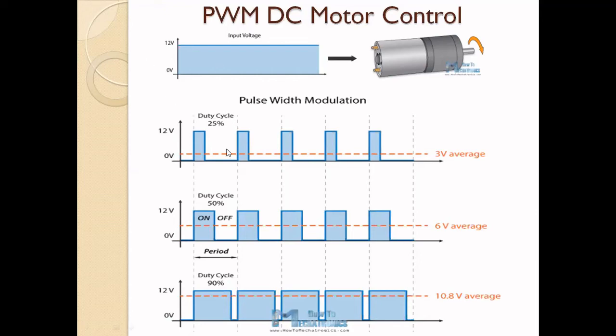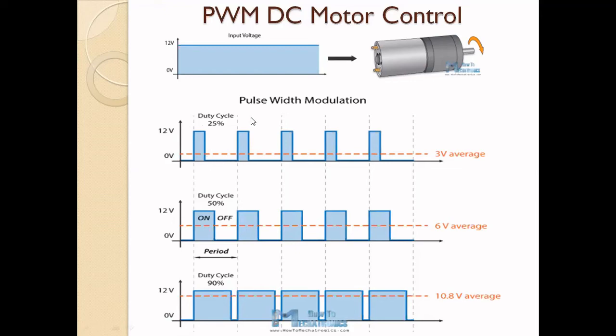Let us take another example, 25%. What does 25% mean? The total time is 10 seconds. In that, 25% is on time. So 2.5 seconds is on and 7.5 seconds is off.